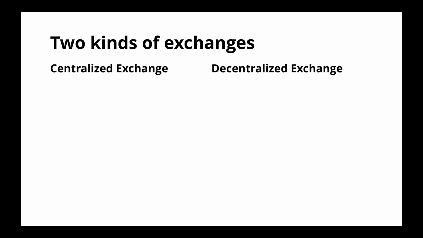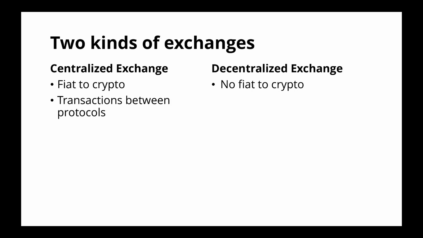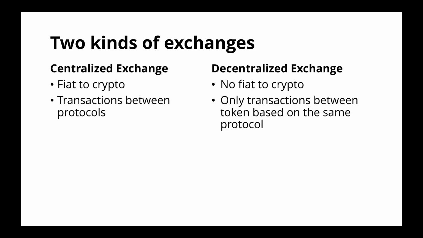Firstly, centralized exchanges allow you to buy cryptocurrencies using fiat money, such as US dollar or Swiss francs. On decentralized exchanges, this is usually not possible. Centralized exchanges allow transactions between different protocols. This means you can swap, for example, your Bitcoin for Ether or vice versa. On a decentralized exchange, you can only trade tokens which run on the same protocol.